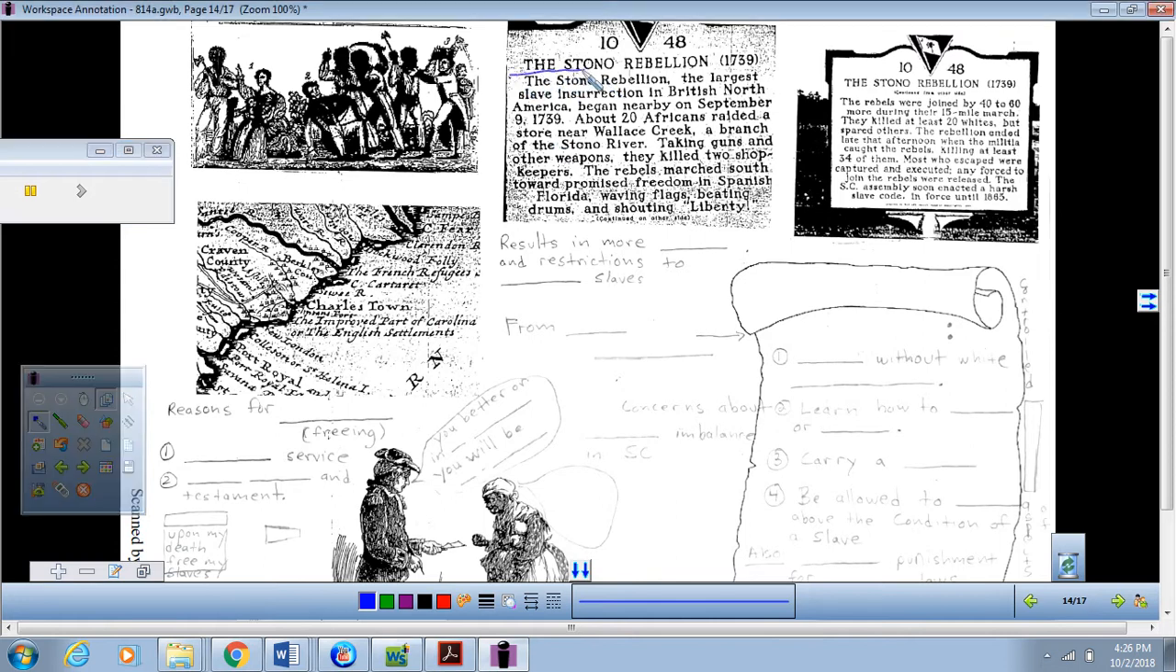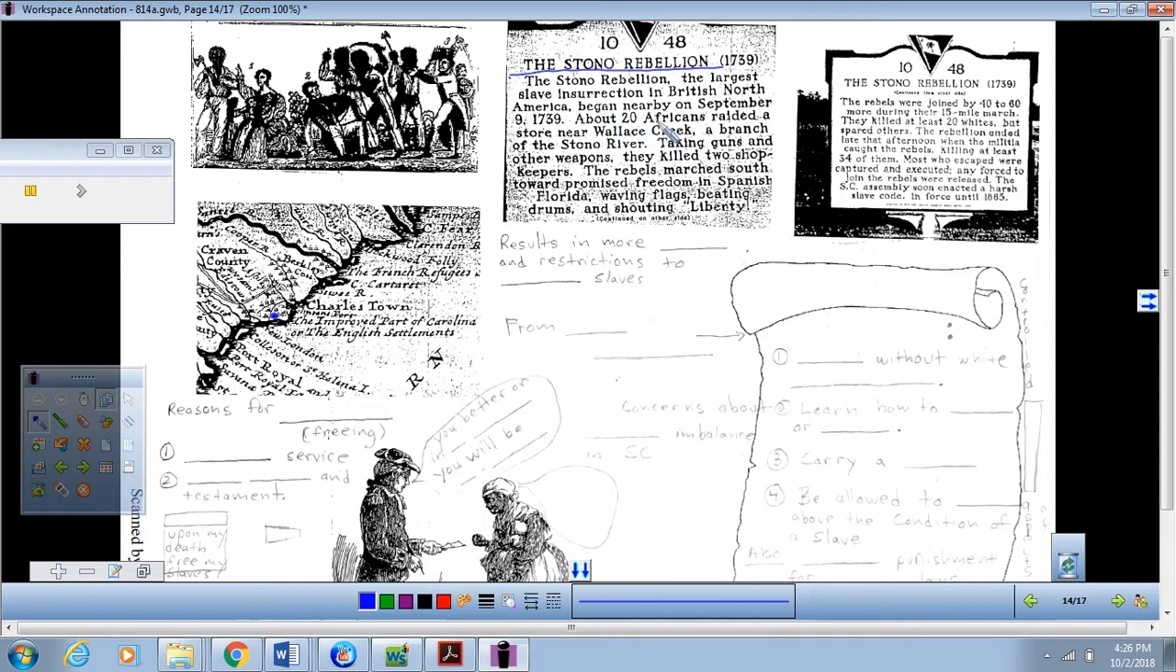called the Stono Rebellion. The Stono Rebellion happened just south of Charlestown. There's a river called the Stono River. You will be able to see it on future slides in this presentation. But the Stono Rebellion occurred, and it was the largest slave insurrection in British North America.